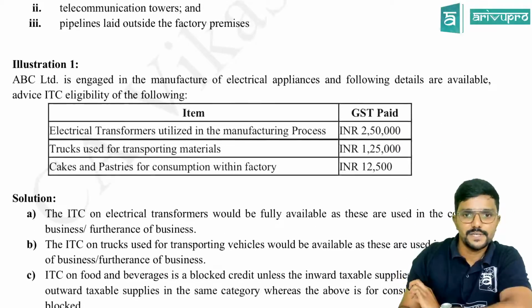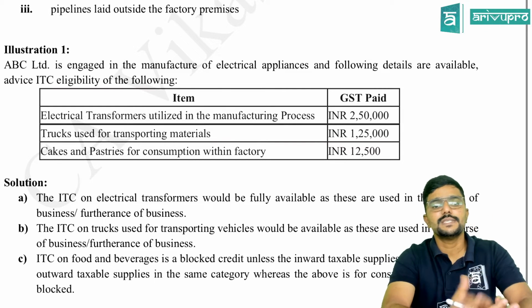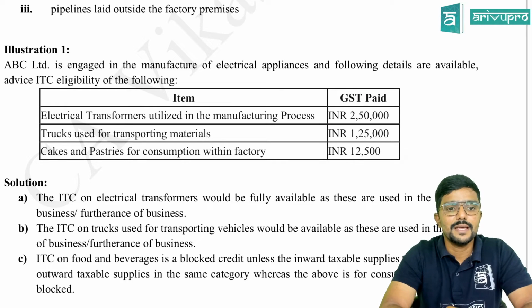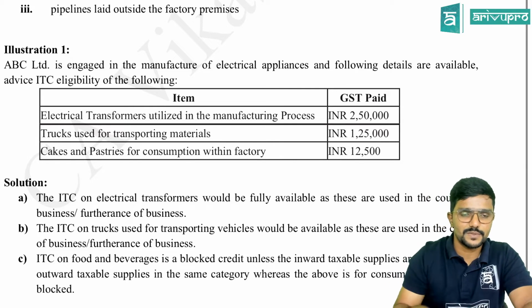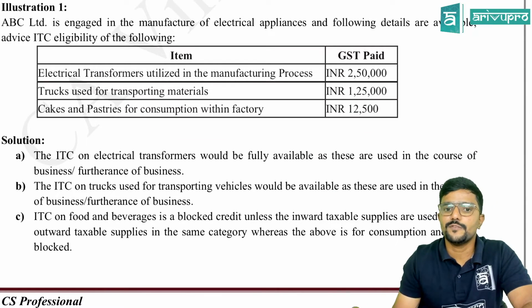An illustration is given here. ABC Limited is engaged in the manufacturing of electrical appliances, and the following details are available. Advise ITC eligibility of the following. One by one, let us see. Electrical transformers utilized in the manufacturing process. Can I claim the credit on this? Yes, it can be claimed. Let us see the answer. The ITC on electrical transformers would be fully available as these are used in the course or furtherance of business.